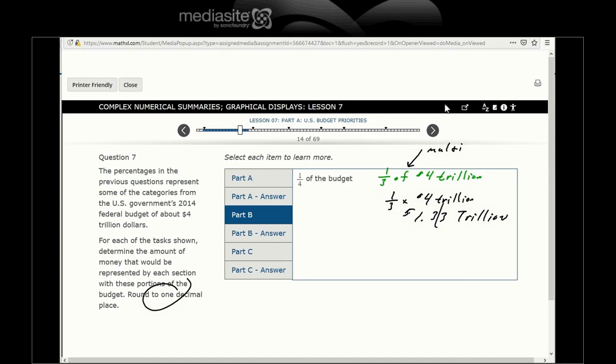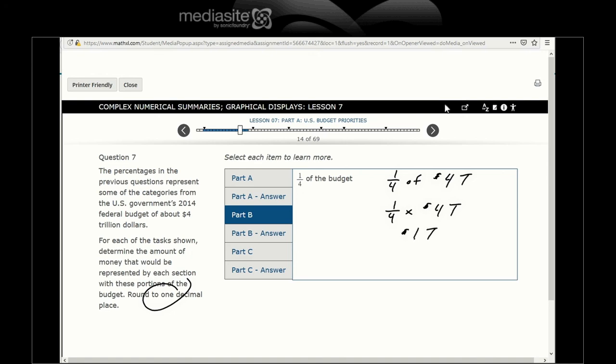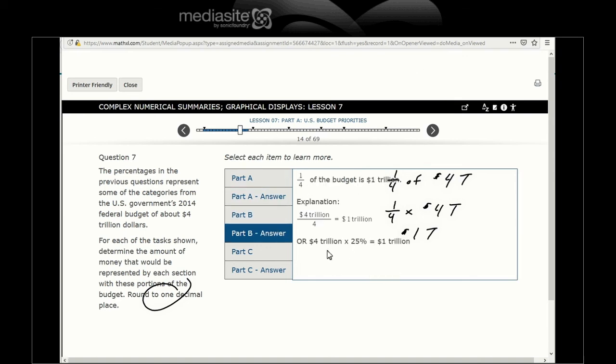1/4 of the budget. What is 1/4 of 4 trillion? Or 1/4 times 4 trillion? And 1/4 times 4 is just $1 trillion. Four divided by 4, 1/4 times 4, same thing.